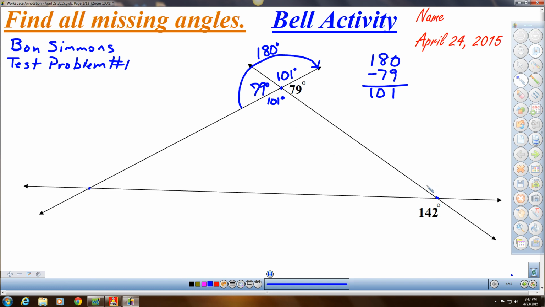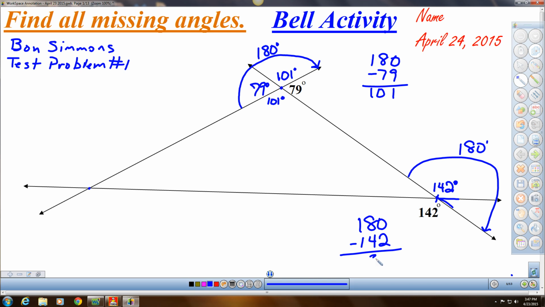Now I can go and start working on this next vertex over here. And once again, the vertical angles are the same, so they cross straight over. This is also 142 degrees, and it is supplementary to this other angle here. So these 2 angles, 142 and this missing angle right here, are also 180 degrees when I add them up. They're supplementary. So the rule is I can subtract this given 142 from 180, and it will give me this missing angle. And so 180 minus 142 is 38 degrees.